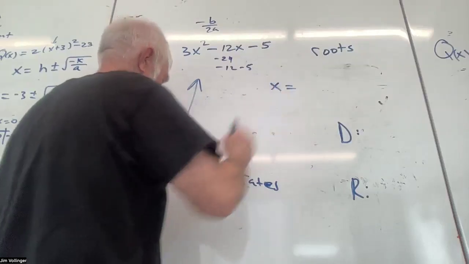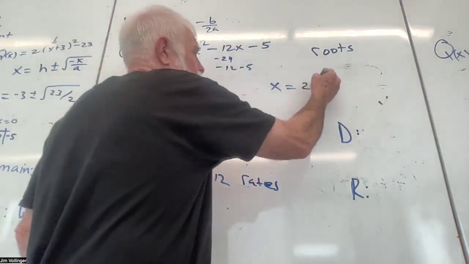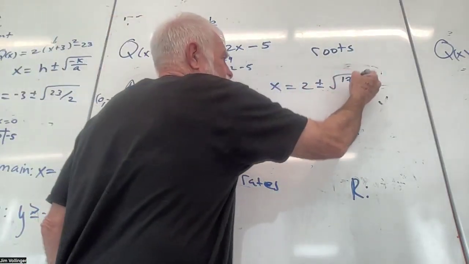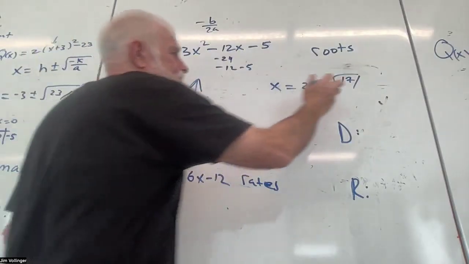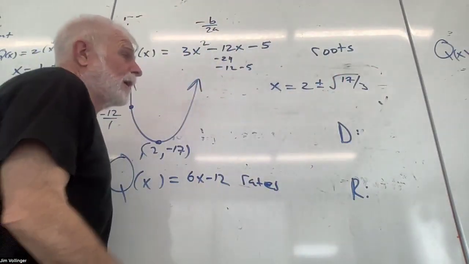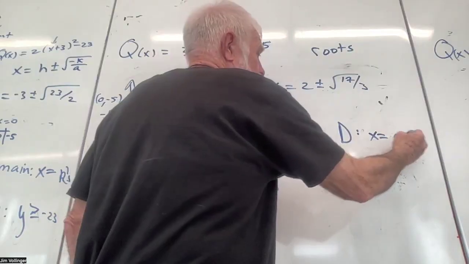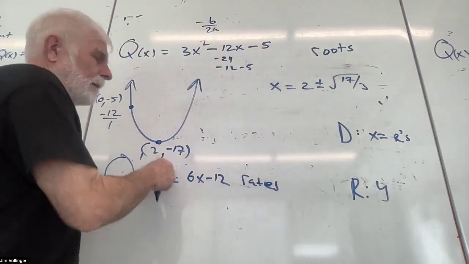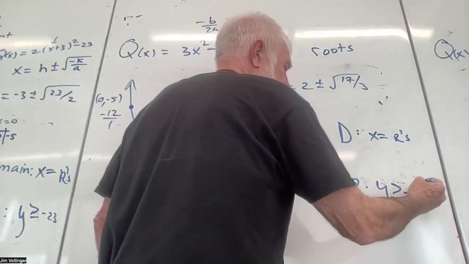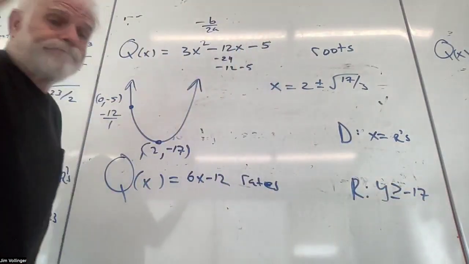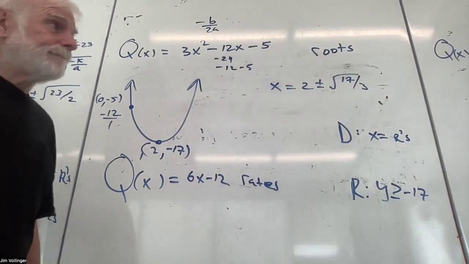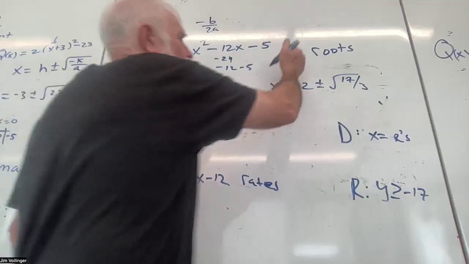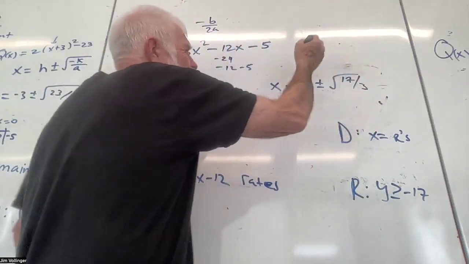Sorry, x equals 2 plus or minus the square root of 17 divided by 3. We got our domain, reals. That doesn't change with the quadratic. And what's the range? The range is greater than or equal to -17. I think we're done. Now, of course, if I wanted to go backwards to find out this, well, that's another skill on the test. Let's do it one time.